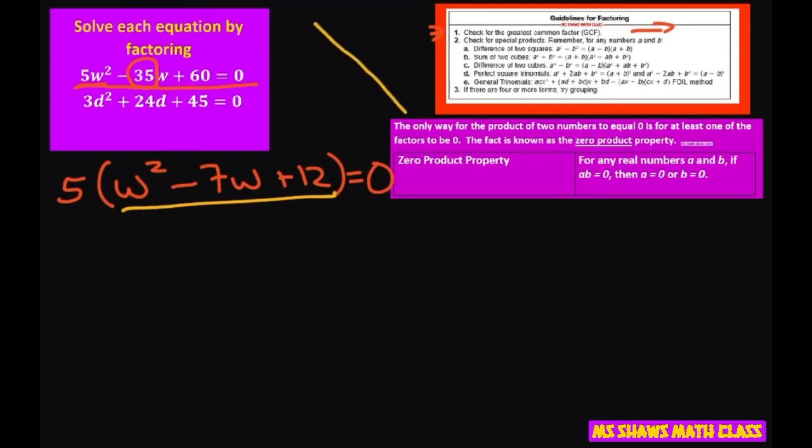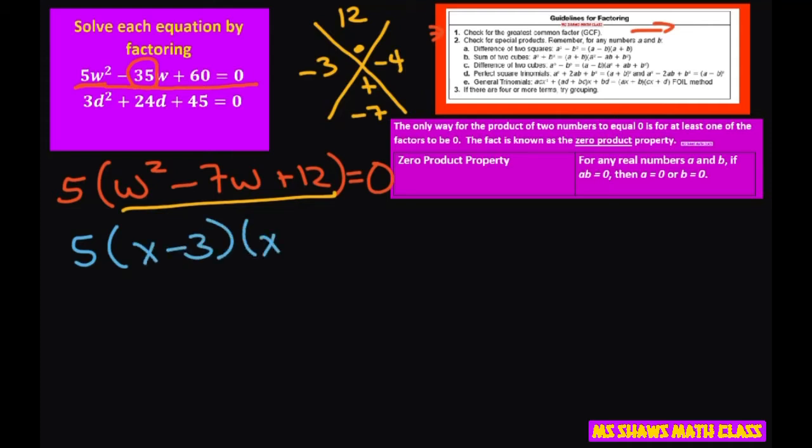So basically we have a 12 that when you multiply we need to get a positive 12. But when you combine it, you get negative 7. And that looks like that's going to be 3 and 4, and they both have to be negative. 2 negatives make a positive 12. So I can factor this now as x minus 3 times x minus 4 equals 0.